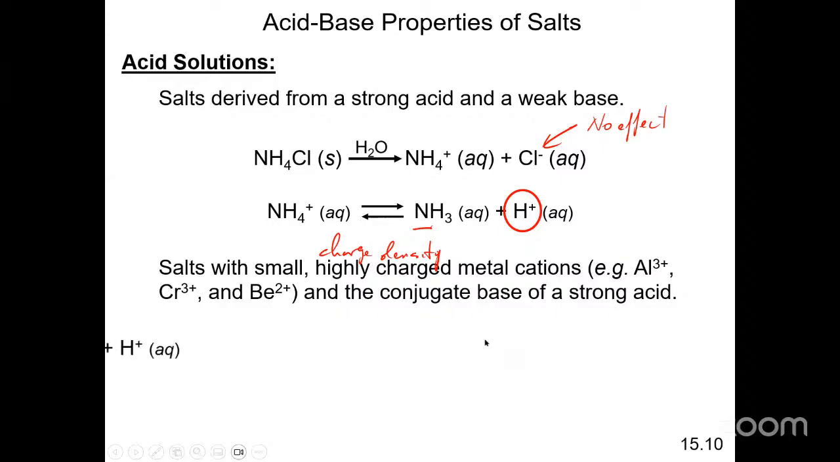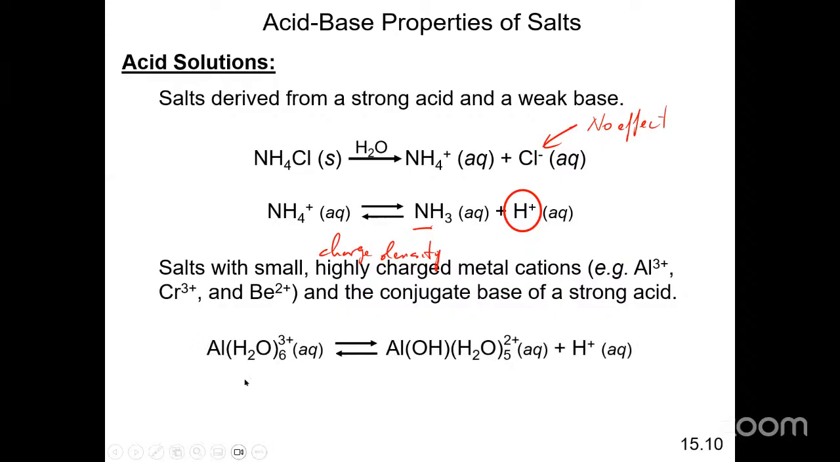So an example of this would be this ion here, which is the aluminum 3+ ion, which is surrounded by 6 water molecules, right? And what happens is that because the aluminum ion is so small and highly charged, it is going to basically pull electrons from one of the hydrogens here to form this.